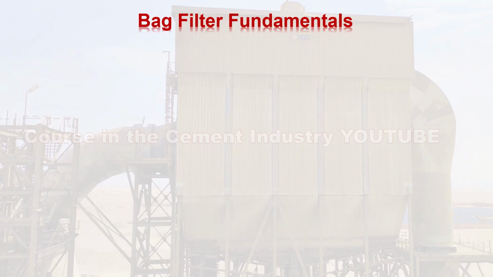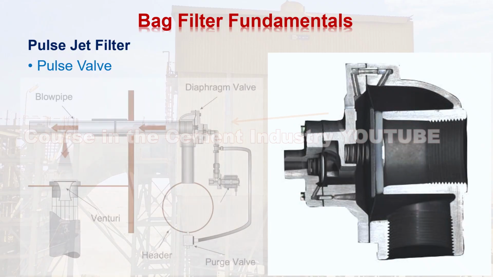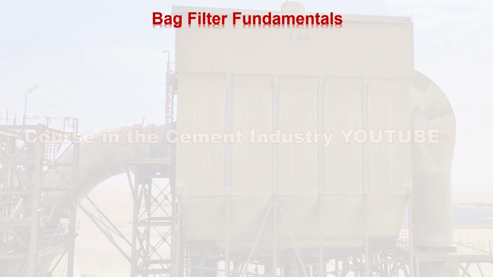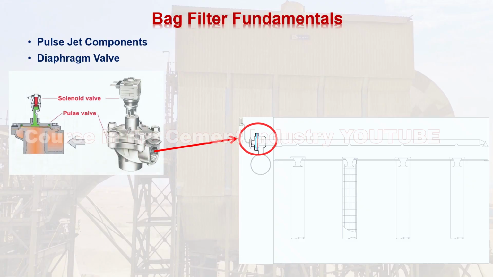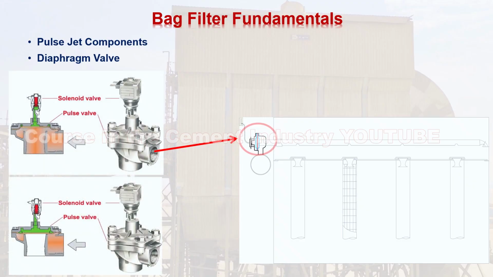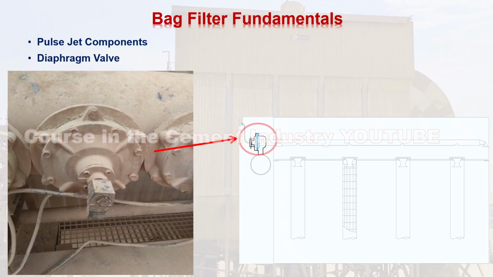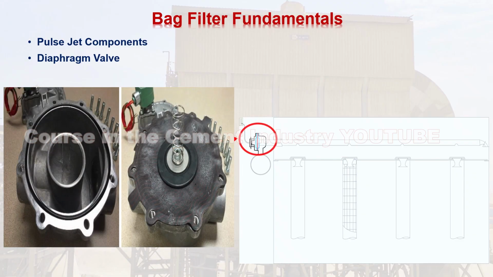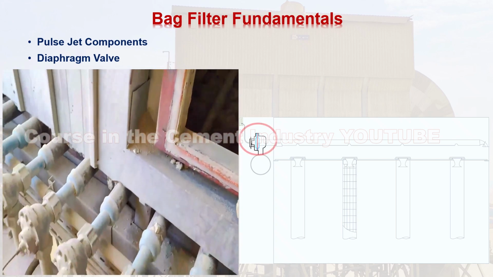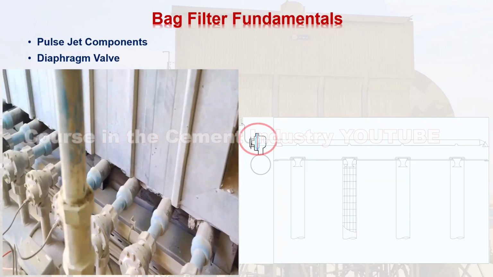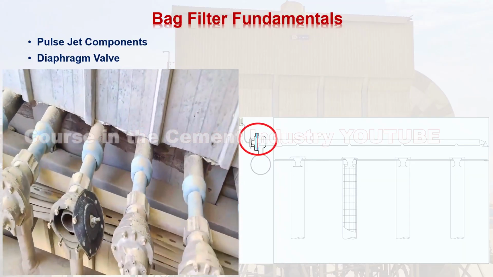Bag filter fundamentals. Pulse jet filter. Pulse valve. Bag filter fundamentals. Pulse jet components. Diaphragm valve. Characteristics: these valves are specifically for filter cleaning of dust collectors and bag houses in reverse pulse jet systems. Those applications require high peak pressure, high flow rates, long life, and extremely fast valve opening and closing, for effective filter cleaning while minimizing compressed air waste.